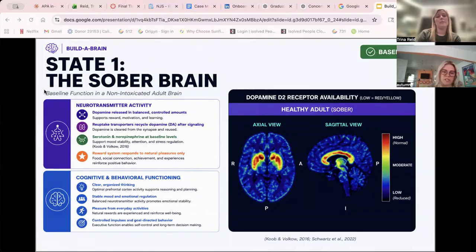The prefrontal cortex is fully active. This is an adult brain, by the way, allowing for effective impulse control, decision making, and goal directed behavior. And so there's a lot more consequential thinking happening within that prefrontal cortex in the sober brain. This brain image reflects the balance, showing regulated metabolic activity across both cortical and subcortical regions. This stable, well regulated system is what becomes disrupted with cocaine use.